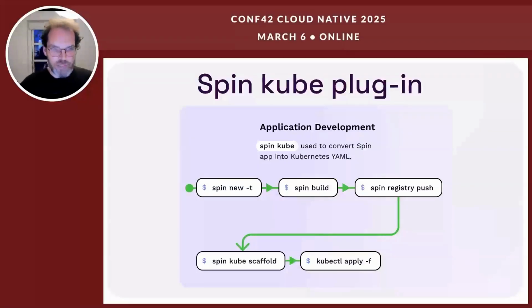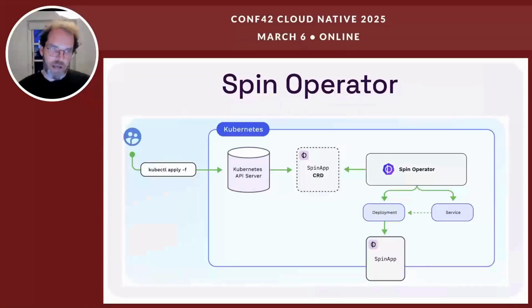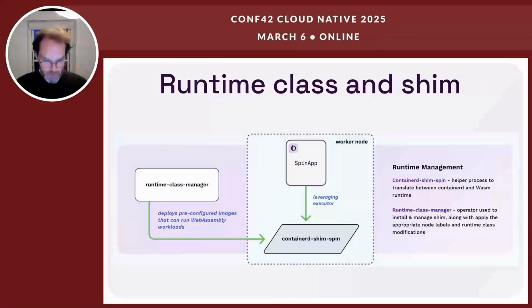Then we used Kube Scaffold as a nice little tool to scaffold our YAML and applied that to our cluster. What happened when we applied it to the cluster? The resource was put into the API server as a SpinApp custom resource. The operator picked that up and created deployments and services, and now we have that Spin app running in a pod. In the pod, the runtime class manager makes sure that containerd-shim is there, so we are actually executing using the containerd-shim-spin and not the regular container runtime.